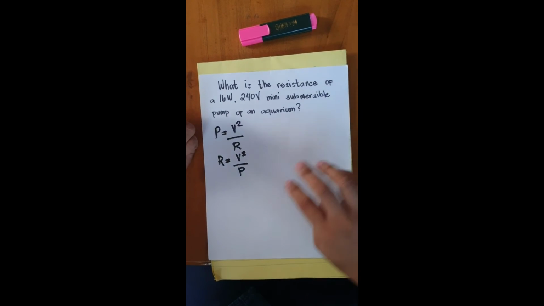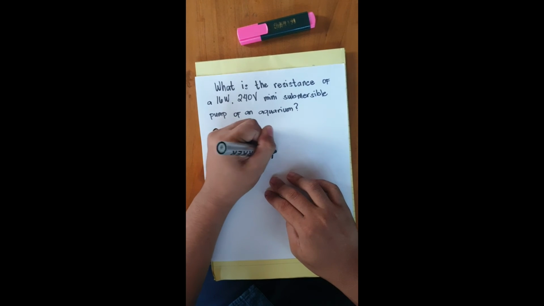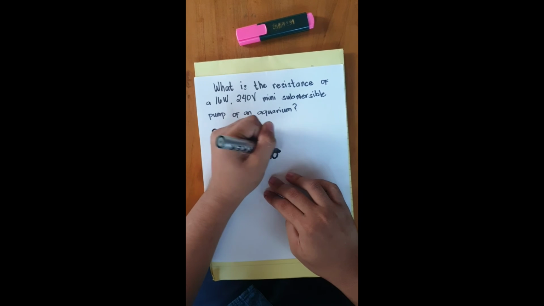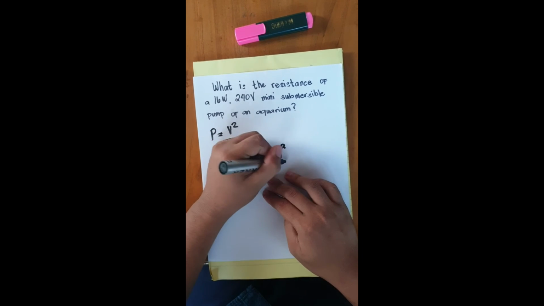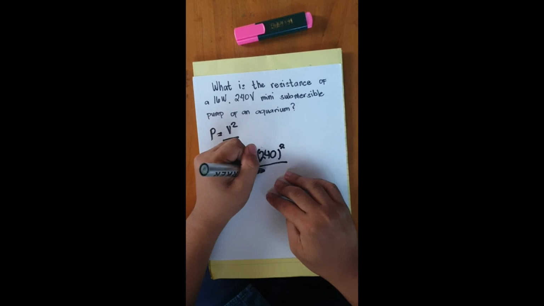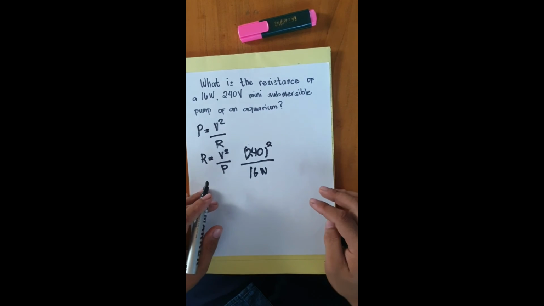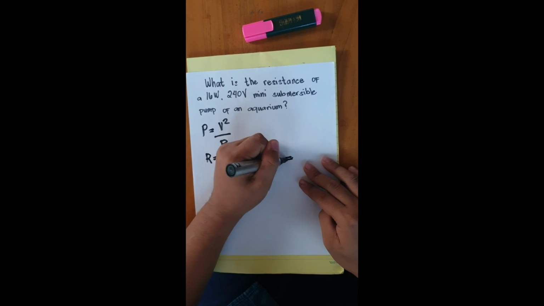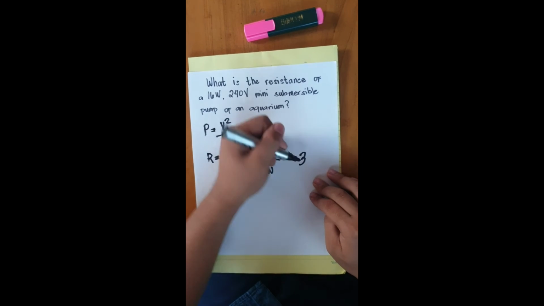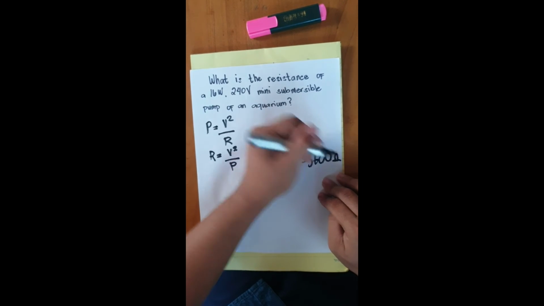We have the value of V, which is 240 volt squared, over the power or the watts, which is the 16 watts, and we will have a result of 3600 ohms.